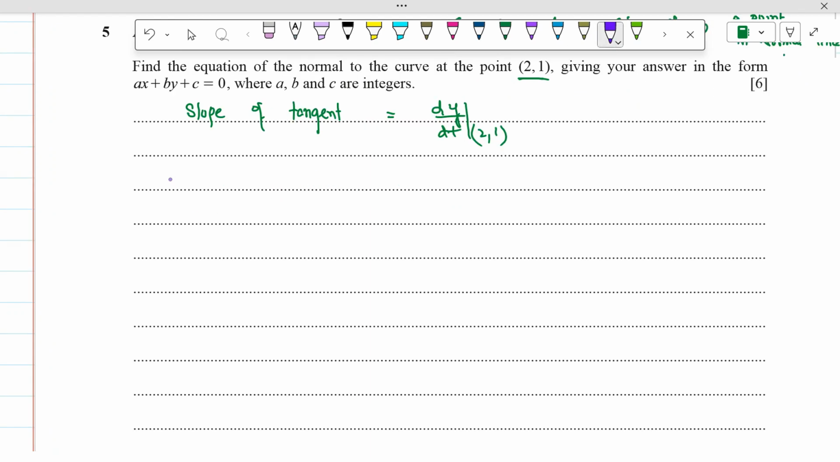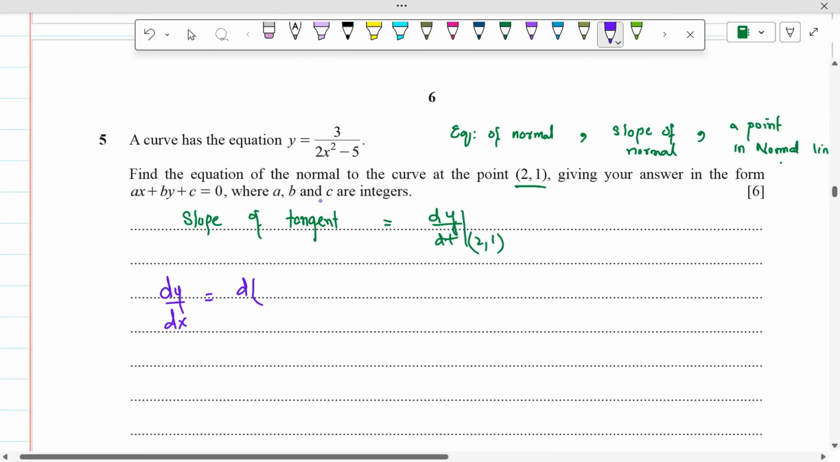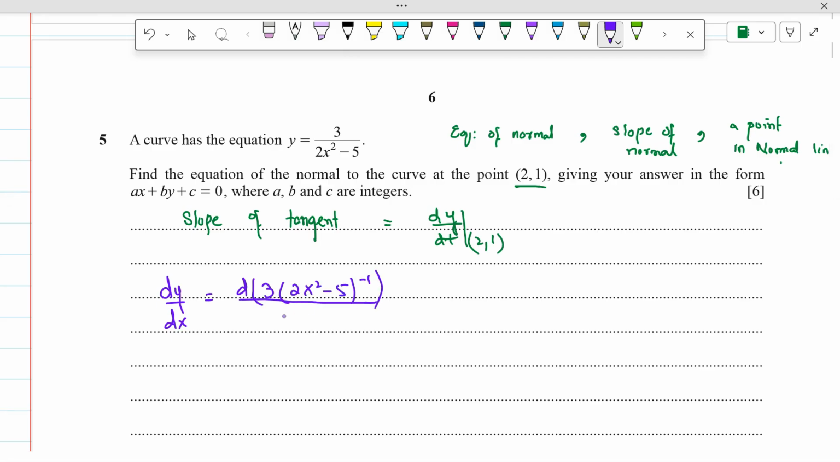So we need to find the derivative of the given curve, which is the derivative of 3 over 2x squared minus 5. This can be written as 3 times (2x squared minus 5) to the power negative 1, with respect to x. So 3 remains the same. The derivative of (2x squared minus 5) to the power negative 1 is negative 1 times (2x squared minus 5) to the power negative 1 minus 1, times the derivative of the inner function, which is the derivative of 2x squared minus 5 with respect to x.